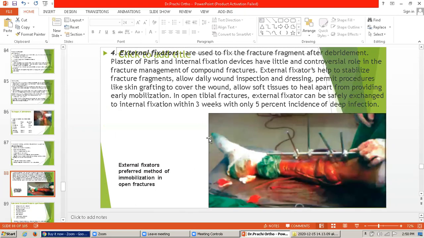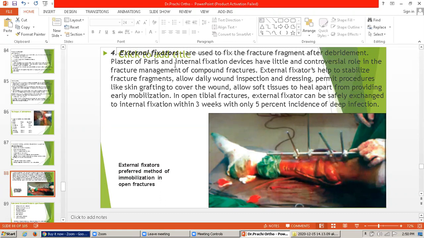Then fourth is external fixation. This is a diagram of the external fixator, the preferred method of immobilization in open fractures. These external fixators are used to fix the fracture fragments after debridement.